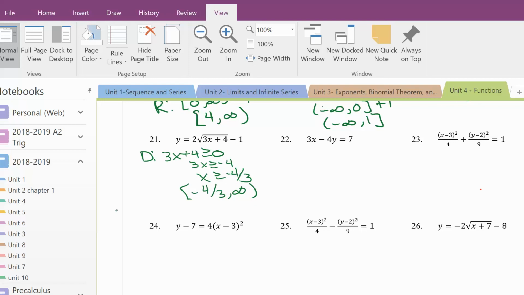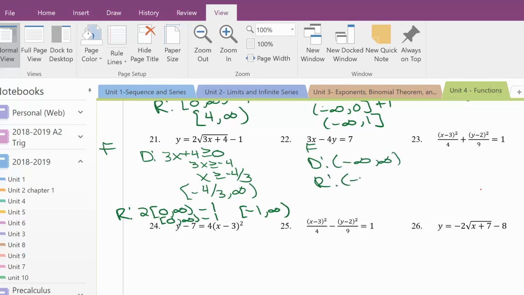So then the range, it's 2 times greater than or equal to 0 minus 1. So it's going to be greater than or equal to 0 minus 1. So it's going to be negative 1 to infinity for the range. And it's a function. Number 22 is a function. It's a line, so that means the domain is all real numbers. And the range is also all real numbers.